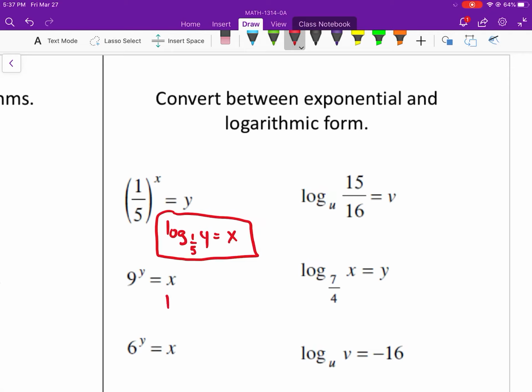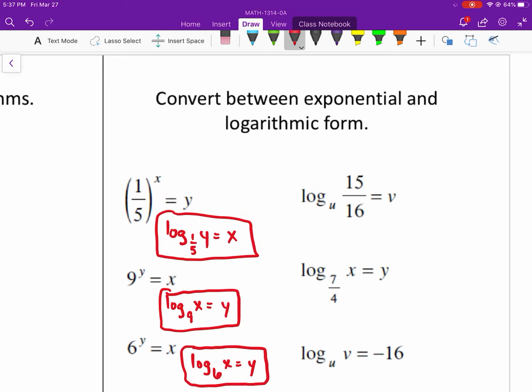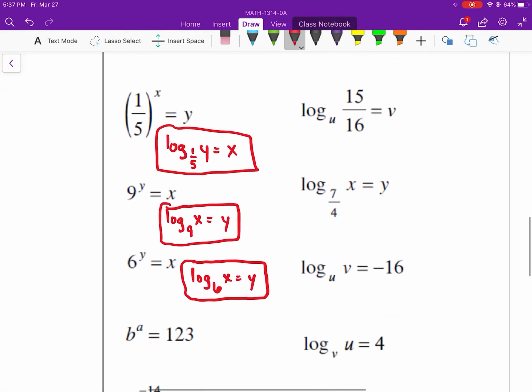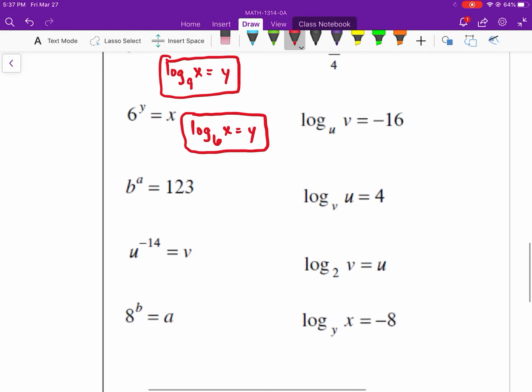Now, I'm going to go ahead and continue going down here, so we can knock out these three here that are already in exponential form. So we have log, what's my base? Base 9. What's my answer? x equals y. Next one here, log base 6 of my answer, which is x, equals my exponent there of y. So log base 6 of x equals y.